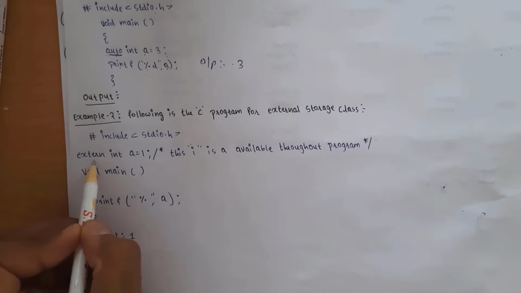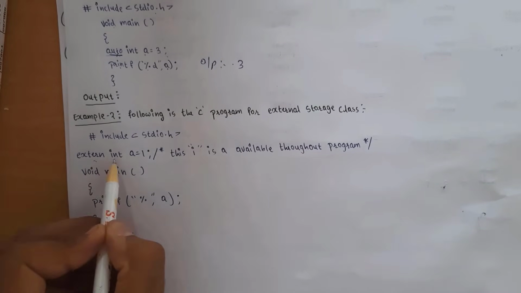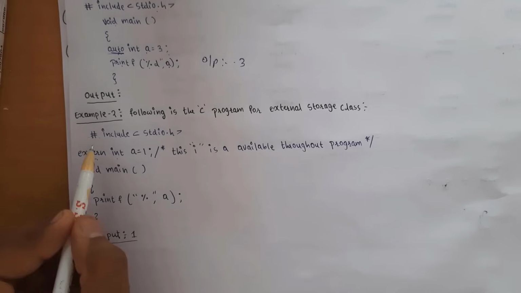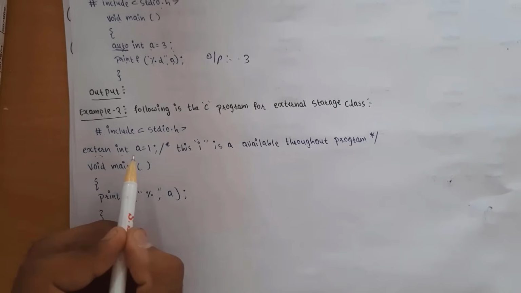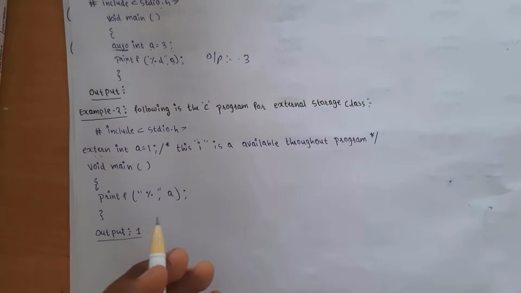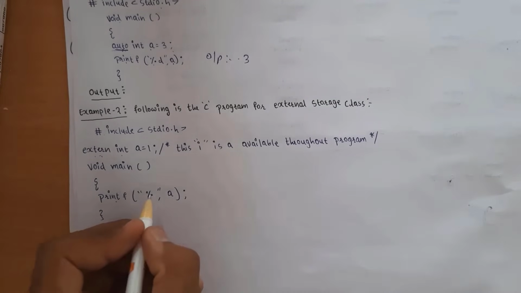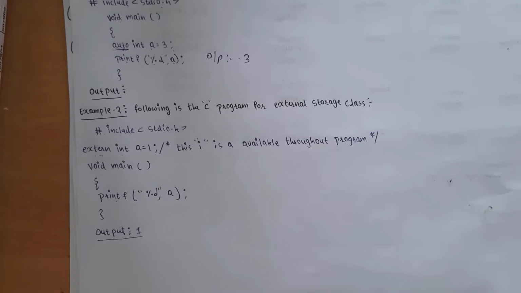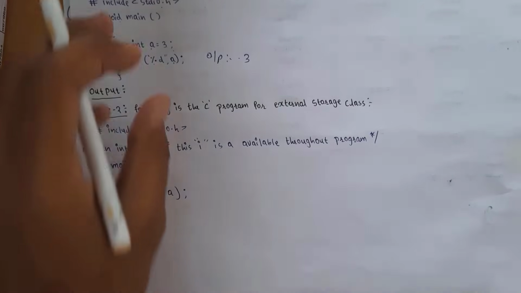So if you want to use extern storage class, then you need to declare the variable outside the main function. Here I wrote #include <stdio.h>. After that I wrote extern int A = 1. After that I wrote void main, and inside void main I wrote printf("%d", A), whereas auto, static and register are declared inside the main function.